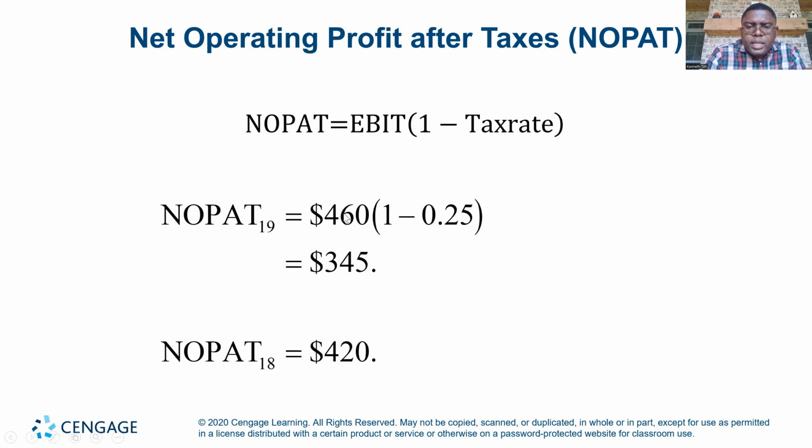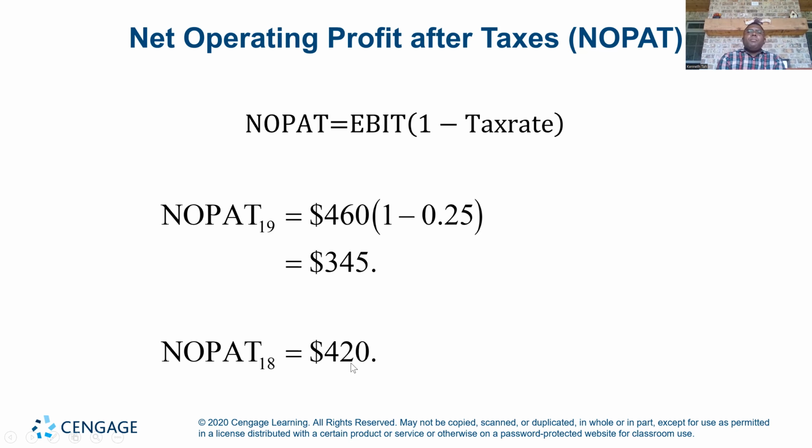If we go to the income statement for the year 2019, we will see that the earnings before interest and taxes is 460 million. So we take that times 1 minus 25%, and that gives us a net operating profit after taxes for the year 2019, which is equivalent to 345 million. And we can do the same for 2018. We have the net operating profit after taxes, which is equivalent to 420 million.